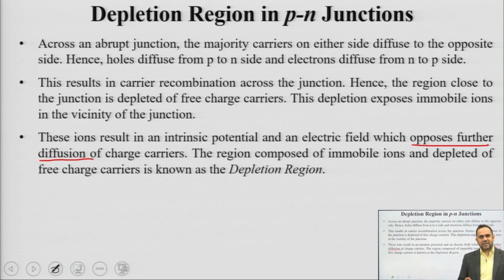Charge carriers are left in the bulk of the p side and the bulk of the n side. This region, which is depleted of free charge carriers and only has immobile ions, acceptors on the p side and donors on the n side, is known as the depletion region. This depletion region can be modulated in many ways to produce different kinds of devices.